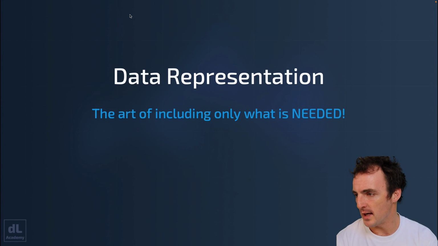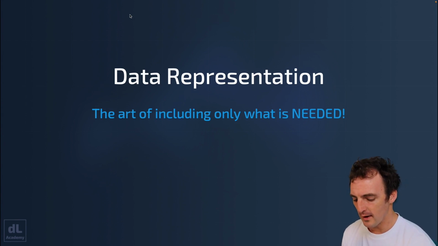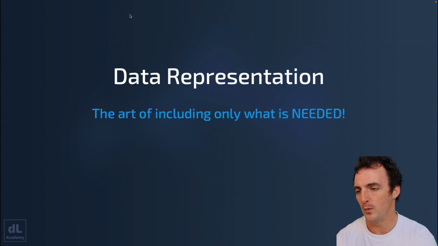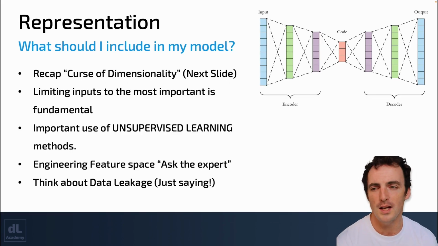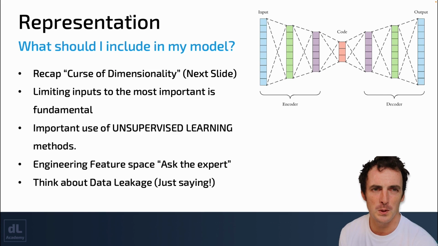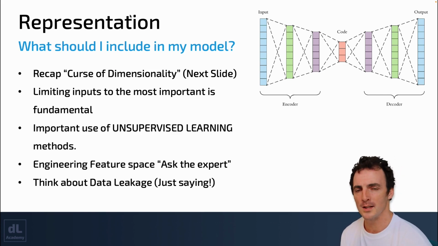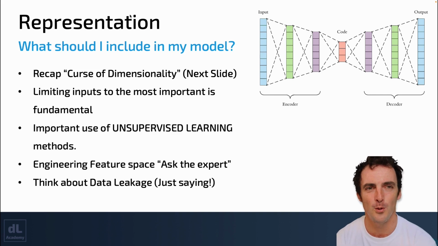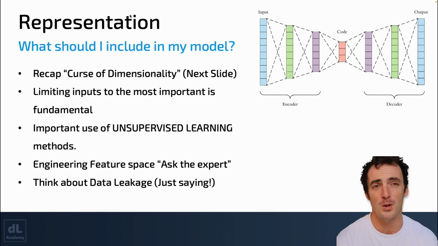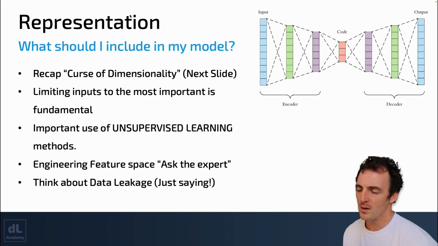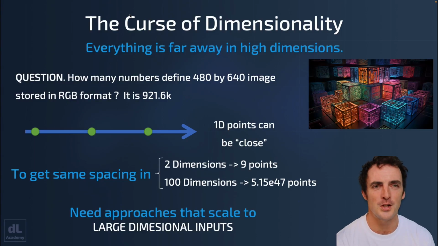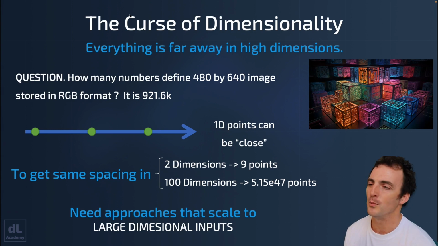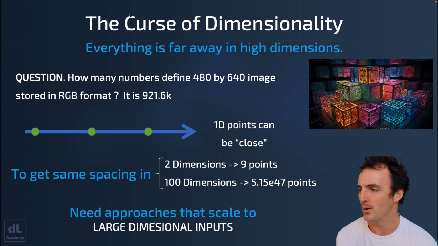So data representation, I call it the art of including what is needed, not everything. I'm going to jump forward in a minute because I think this is a fundamental concept in machine learning. A lot of machine learning is around this idea that you want to extract the important features from your data, then build good models, right? And why is this the case? So let's talk about the curse of dimensionality. It sounds like an impending doom. It might be if you're trying to build a big model.